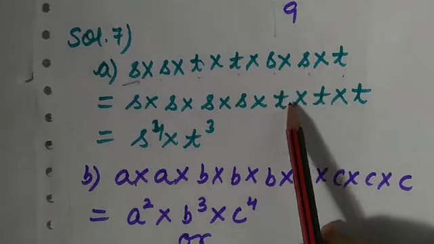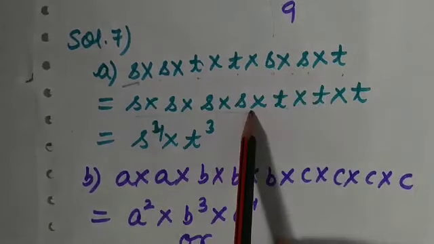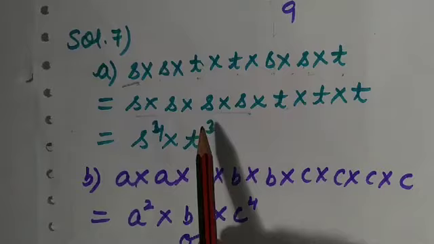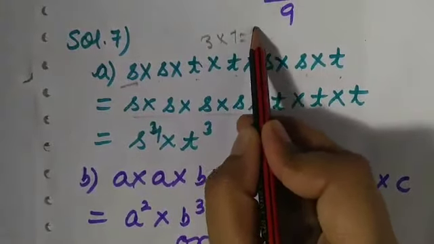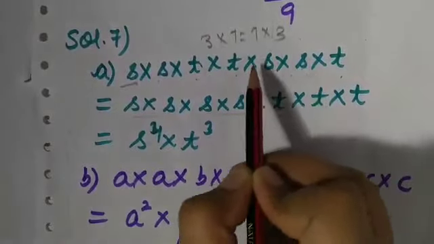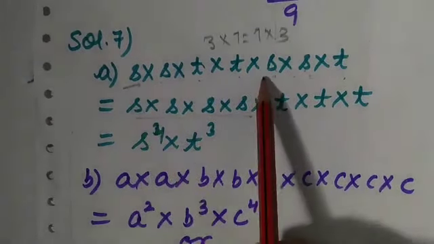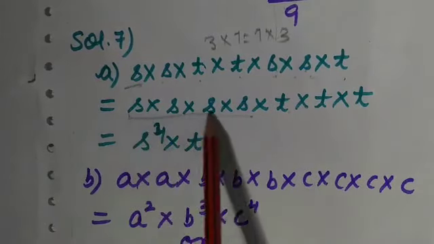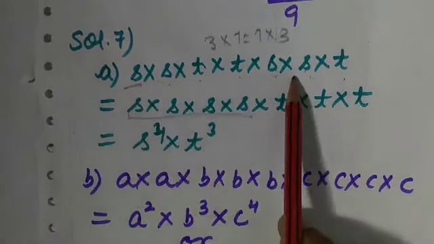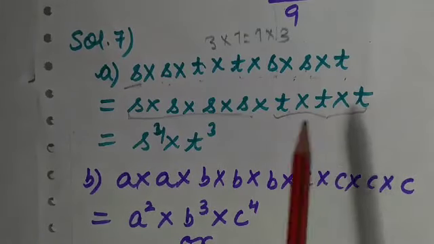First, just to make it simple, I will collect all s together. We can collect it because 3 into 7 can be written as 7 into 3. In multiplication, we can rearrange the position of the numbers. So same here, I just take all s together, so s into s into s into s. Same here, I have taken all t's together.